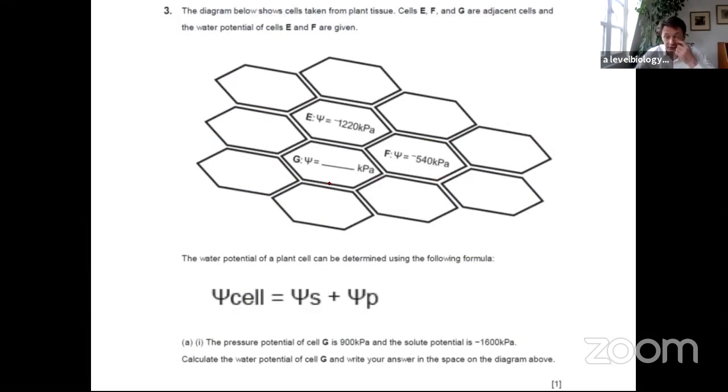So here's a few questions. This is a classic question. So we give you 3 cells and they give you the water potential formulae. They say the pressure potential is 900 kilopascals and the solute potential is minus 1600. Calculate the water potential of cell G, and you just have to add the 2 together and you get minus 700 kilopascals. So this will be minus 700 kilopascals will be the water potential of the cell.